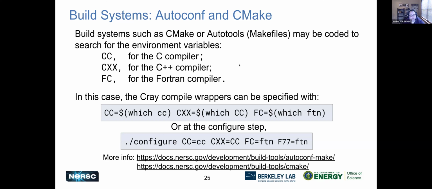So for example, in a case where you're using makefiles, in the first line here that's highlighted, you would set CC equal to cc, CXX equal to CC, capital C, and FC equal to ftn. A lot of that is common inside makefiles for defining those compilers. Or if you want to define this at the configure step, like if you would do with autotools, autoconf, whatever, you would do it in the configure line by setting those variables. Again, we have more information on docs.nersc.gov based off our build tools information.